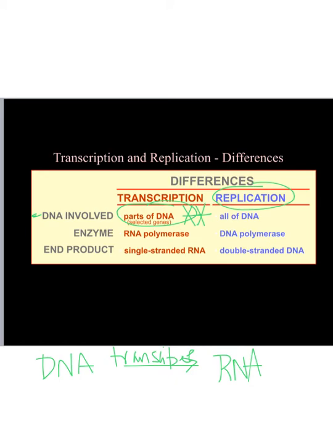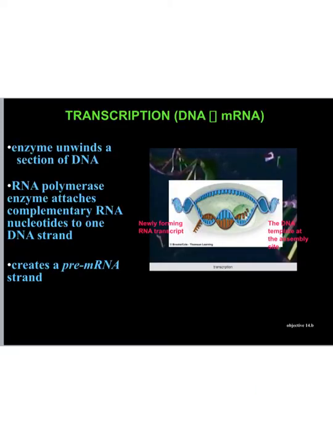Now, the enzymes are also different. In replication, we use DNA polymerase as our enzyme to bring in our complementary nucleotides. In transcription, we use RNA polymerase to do that. And then our end product is also different. With replication, we're going to end up with that double-stranded DNA molecule, whereas with transcription, we're going to get that single-stranded RNA molecule.